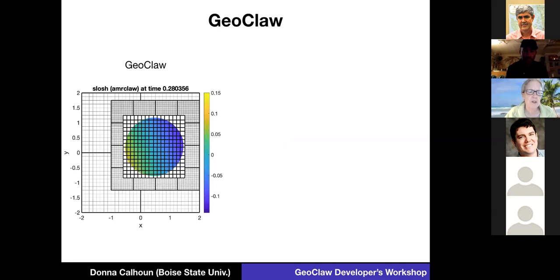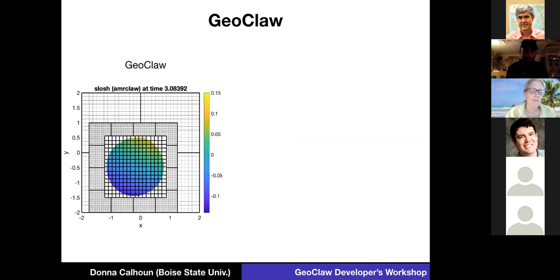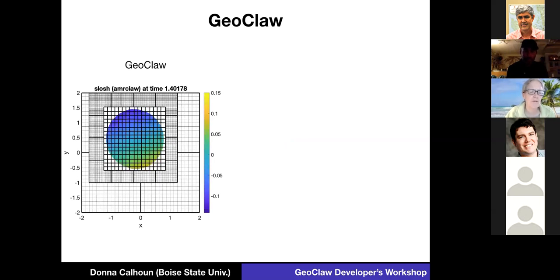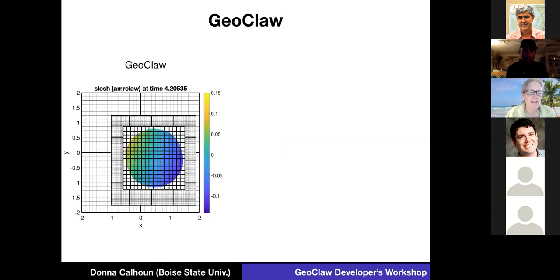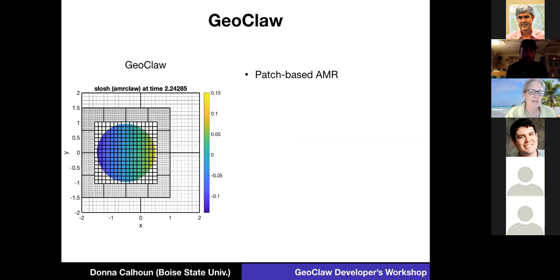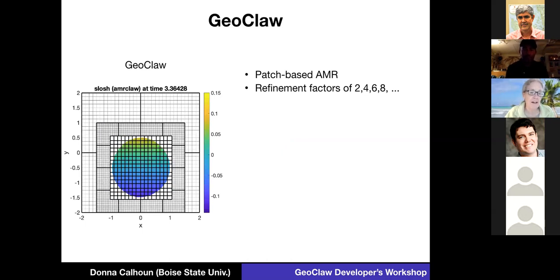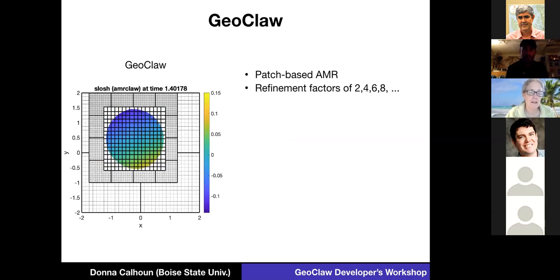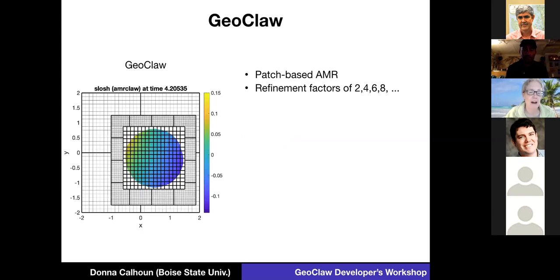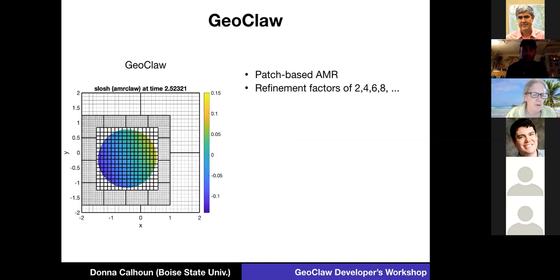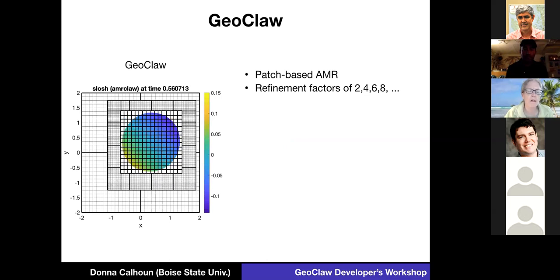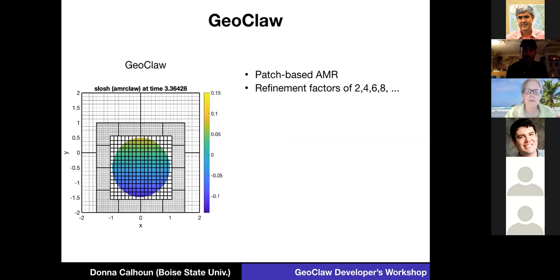What does this look like using GeoClaw? If we look at a top-down version of this, we see the familiar adaptive meshing. I refer to this as patch-based AMR. One of the advantages of GeoClaw is that you can use a variety of refinement factors. I think in this problem it was using a refinement factor of 4, which allows you to really aggressively refine.